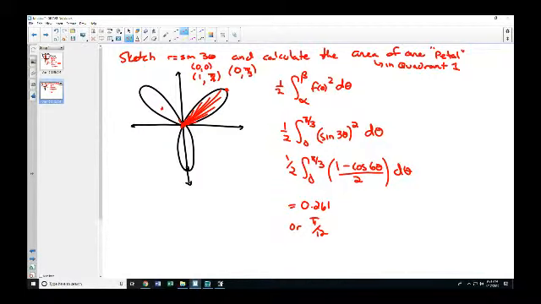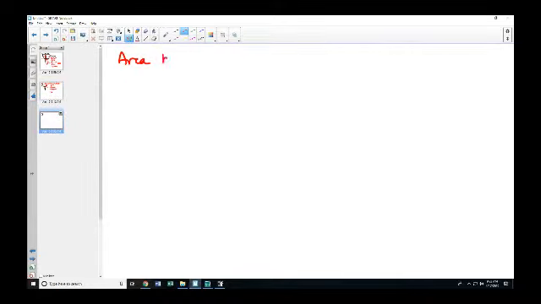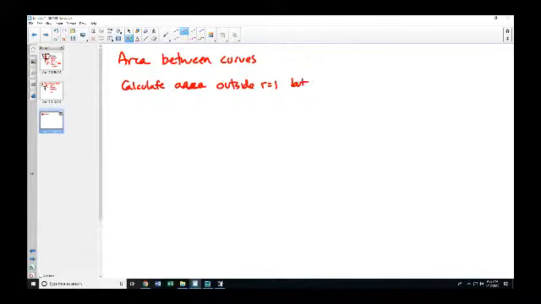Let's talk about doing the area between two curves now. Okay. Let's say, calculate the area outside r equals 1 but inside r equals 2 cosine theta.